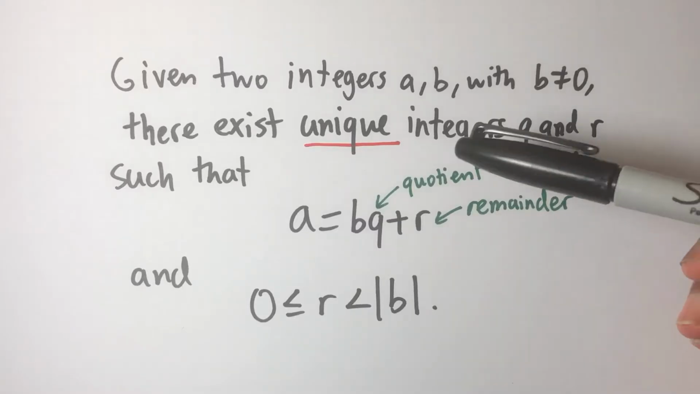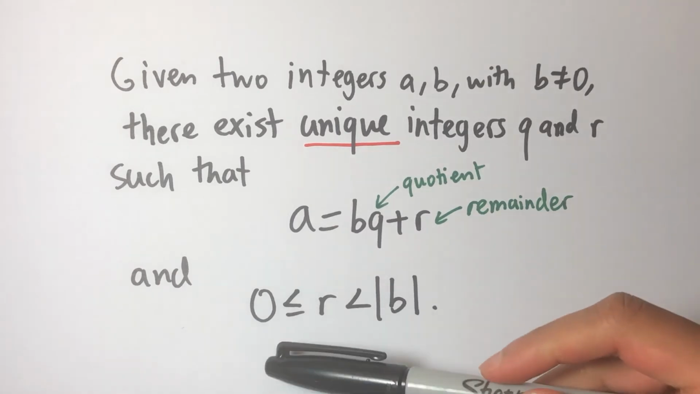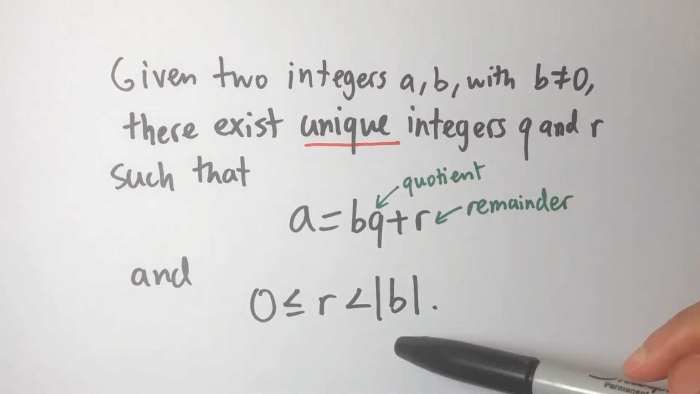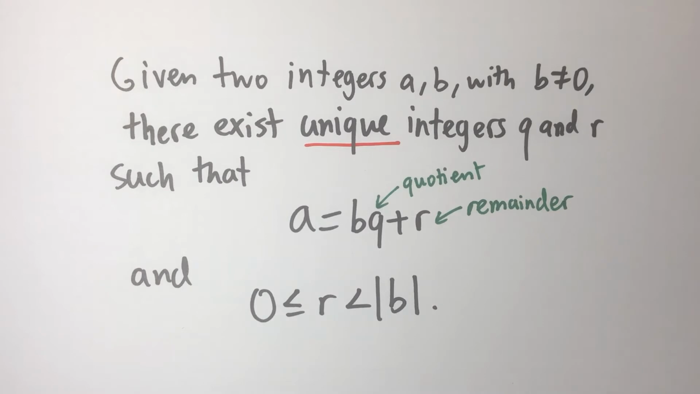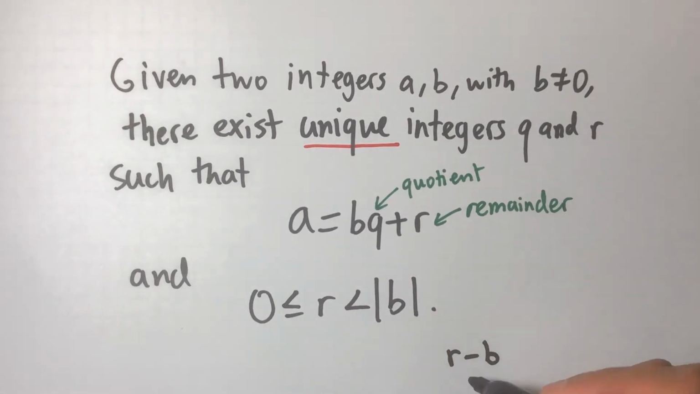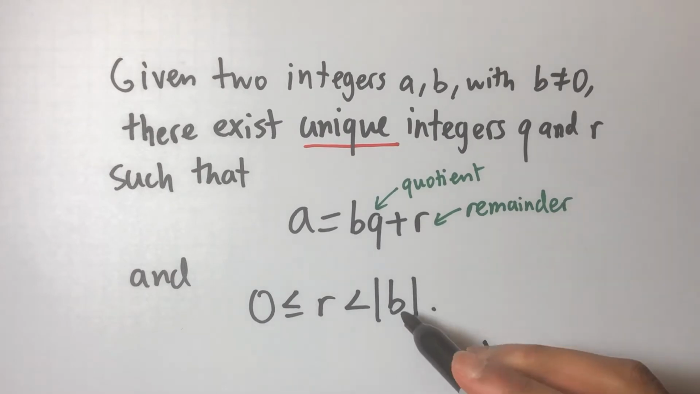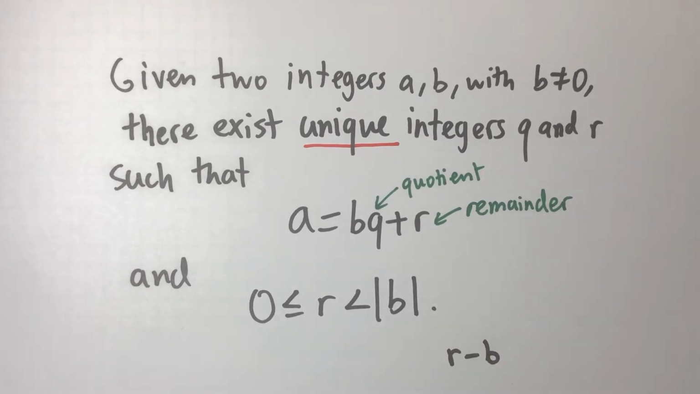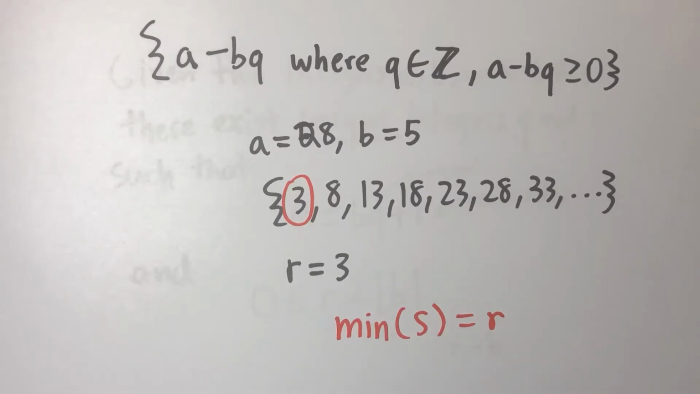But this would contradict our theorem, which states that r is between 0 and the absolute value of b. If r minus b were a member of the set, then r would have to be greater than the absolute value of b. This lets us conclude that the minimum value of the set has to equal r, which gives us a unique value for q and r, and therefore we have proven the theorem.